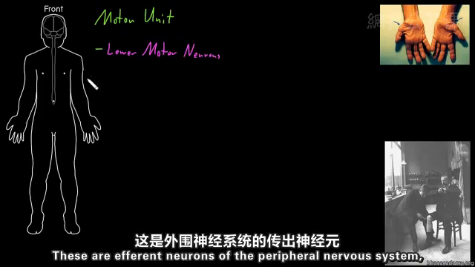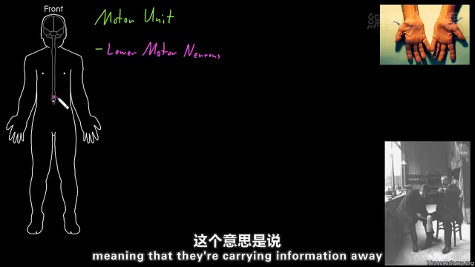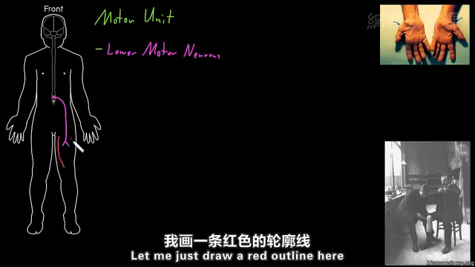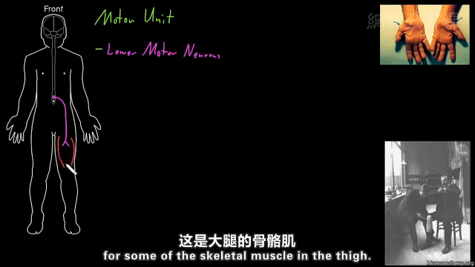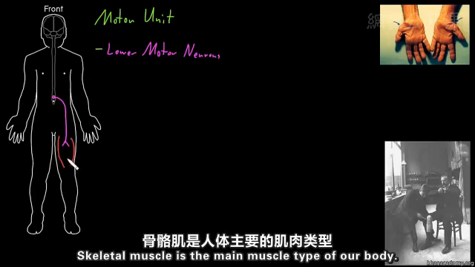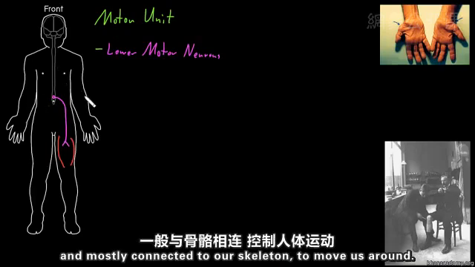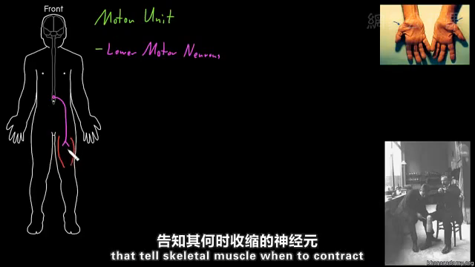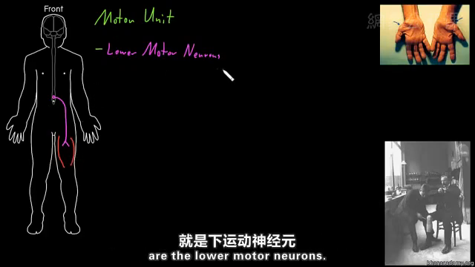These are efferent neurons of the peripheral nervous system, meaning that they're carrying information away from the central nervous system. And these efferent neurons synapse on and control skeletal muscle. Let me just draw a red outline here for some of the skeletal muscle in the thigh. Skeletal muscle is the main muscle type of our body that's all over our body and mostly connected to our skeleton to move us around. And the neurons of the nervous system that tell skeletal muscle when to contract are the lower motor neurons.